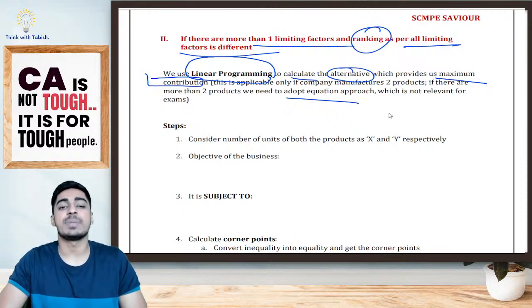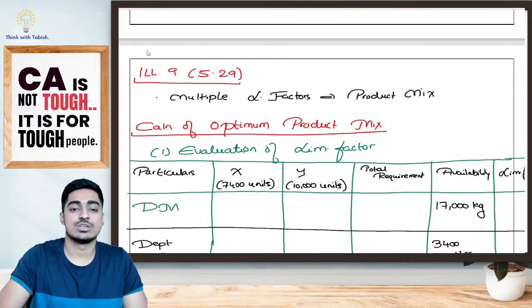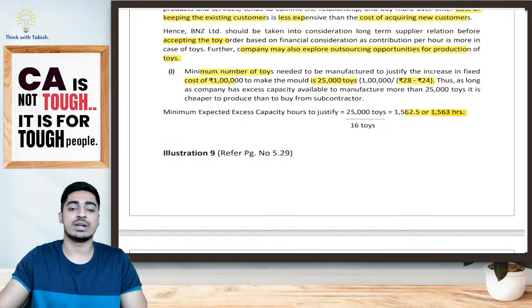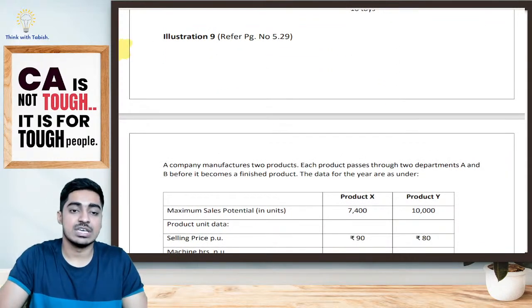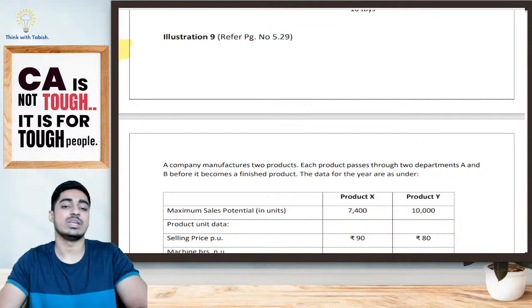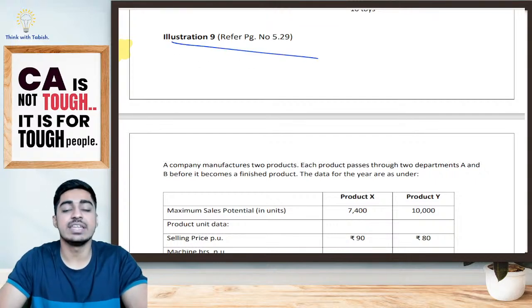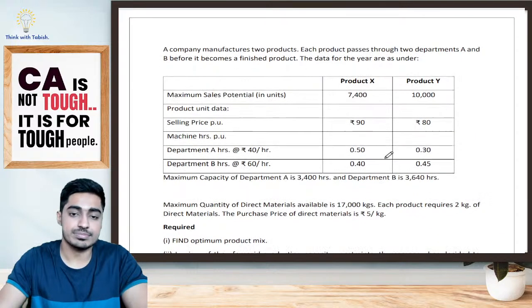So how do we apply LPP? Let us try to understand it with the help of a question. Along with the question itself, we will try to understand how we will apply LPP. It's a very important question. If at all it comes, bare minimum 20 marks. Illustration number 9, page 5.29.